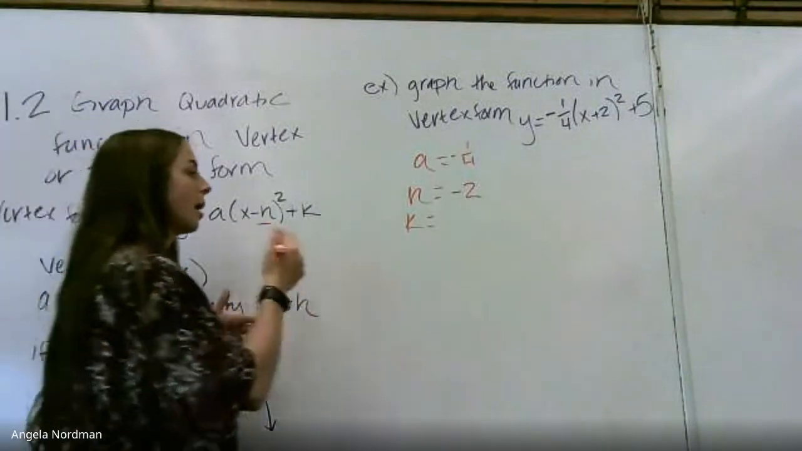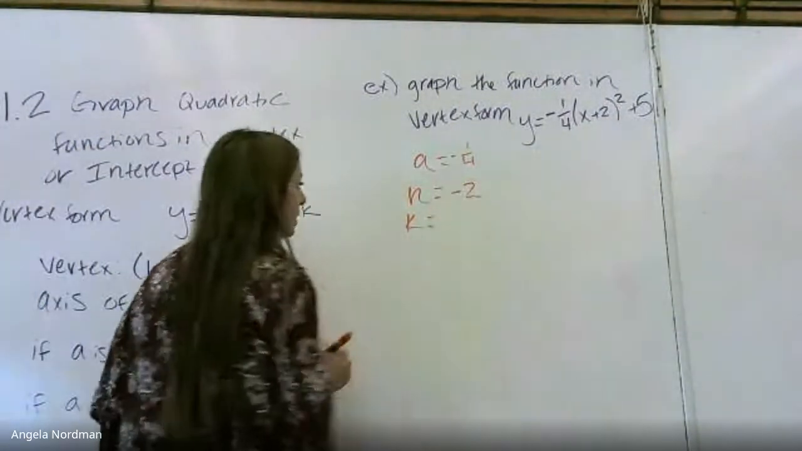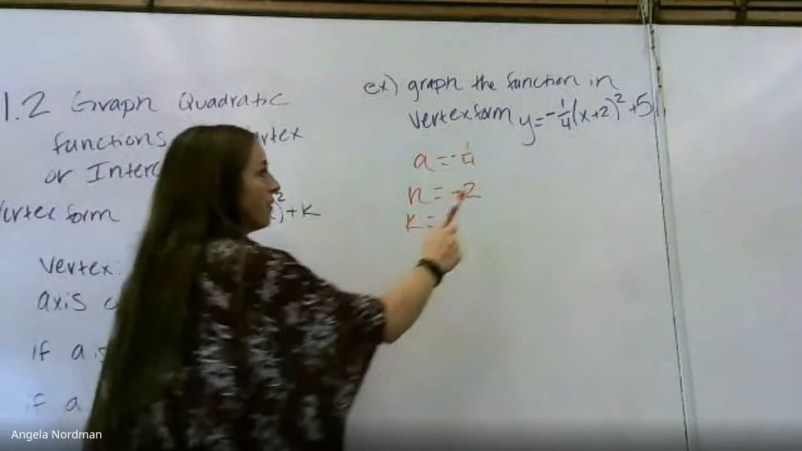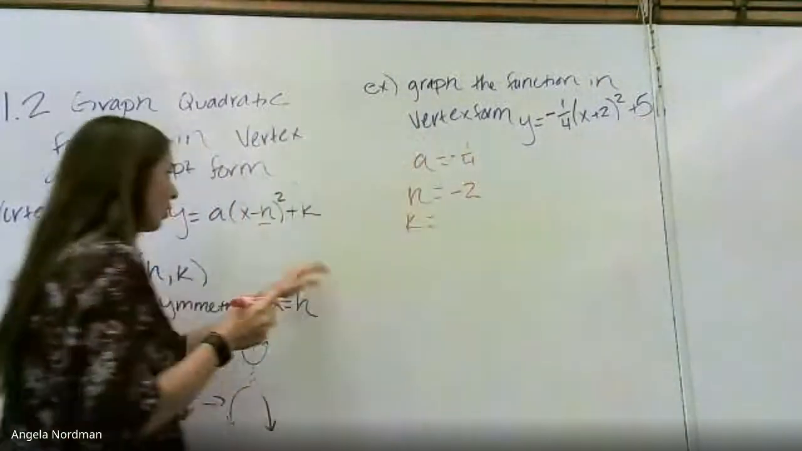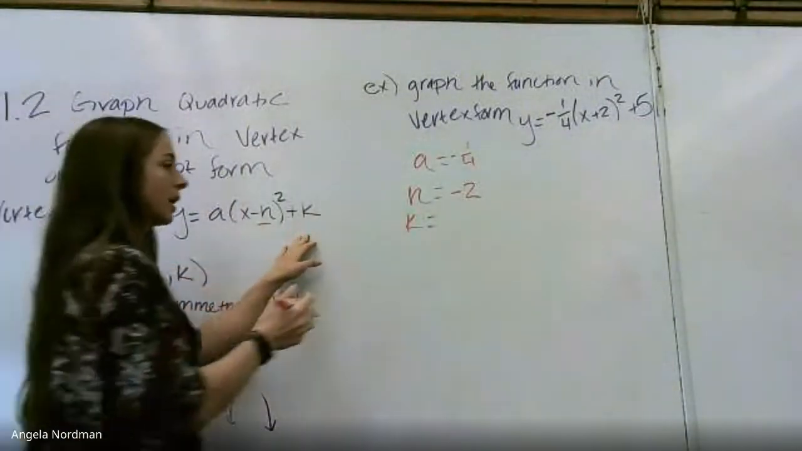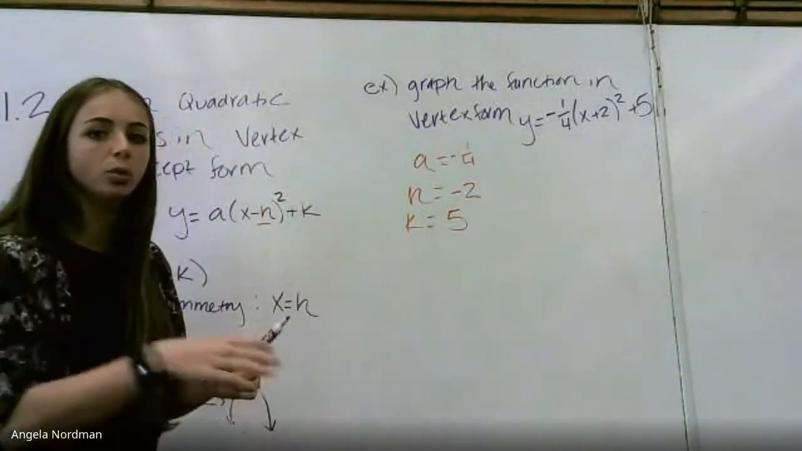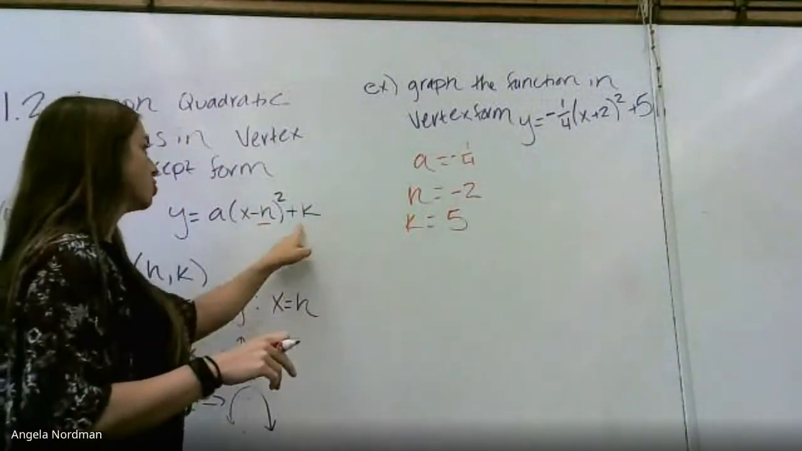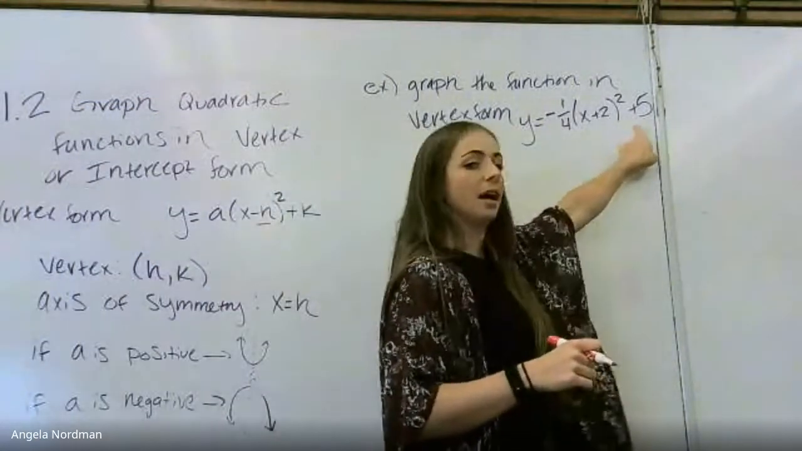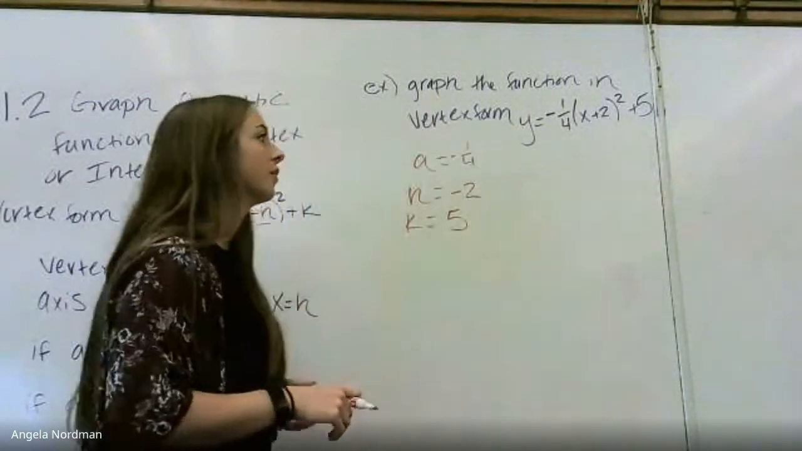Okay, so take that opposite. H is actually negative. For K, very last thing being added on, always in the very end. So my K here is 5. It remains a plus 5, okay? We don't take the opposite for K. K is usually added on. It's added on here, so it's that positive 5.